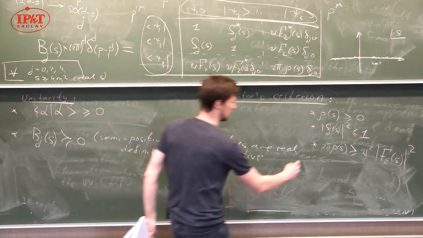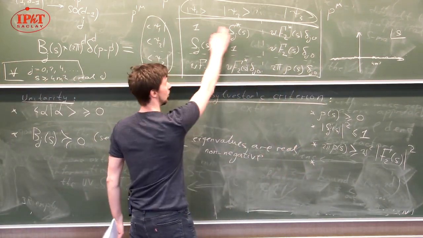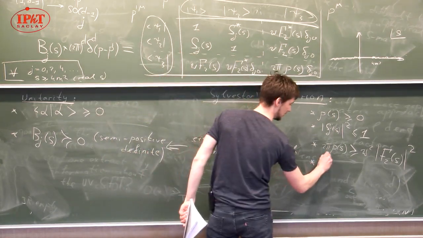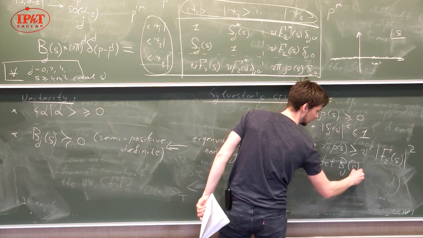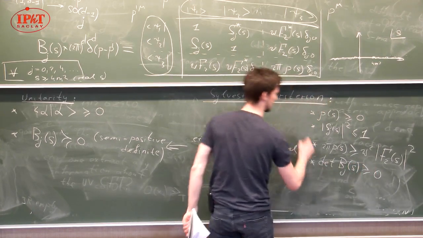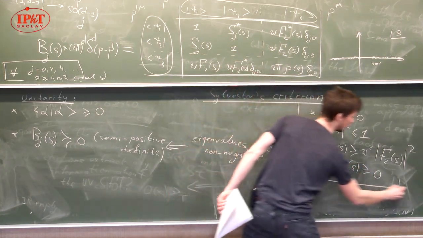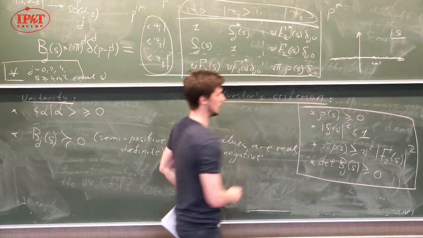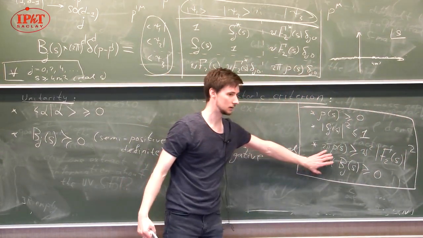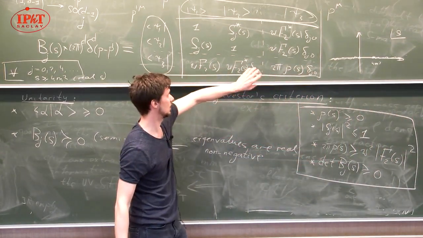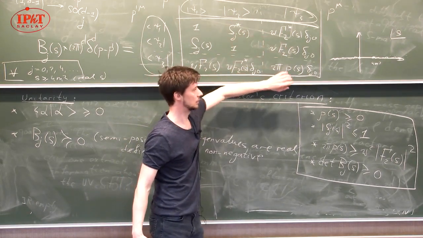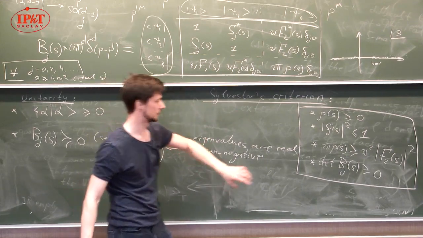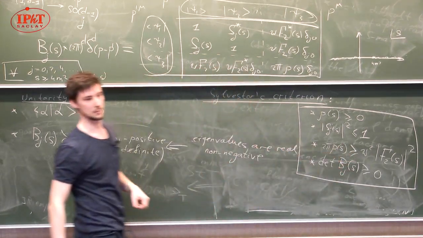And for the final condition, you need to consider the whole matrix, the determinant of the whole matrix, and it should be greater or equal than 0. It is this determinant constraint which mixes all the ingredients together: the scattering matrix, the form factors, and the spectral densities. That's the condition which mixes everything.